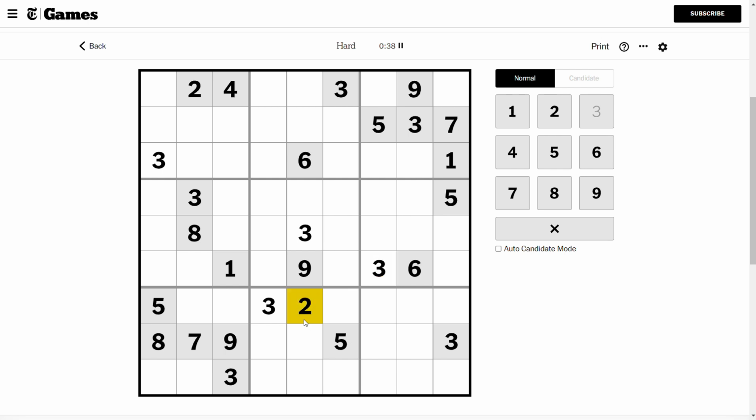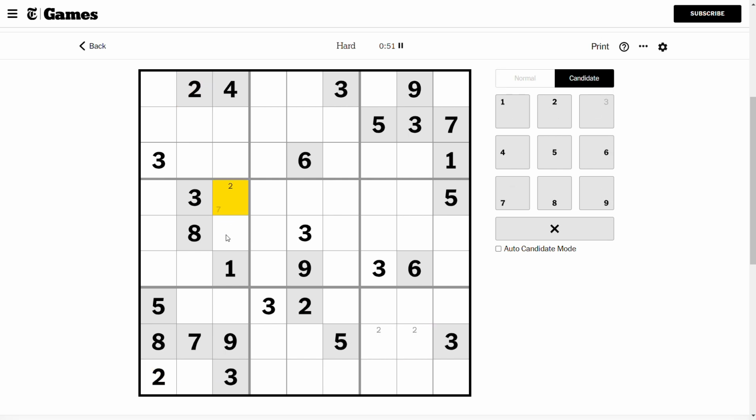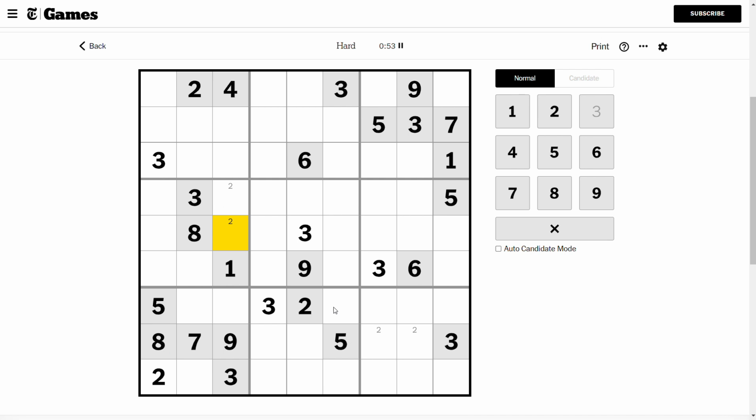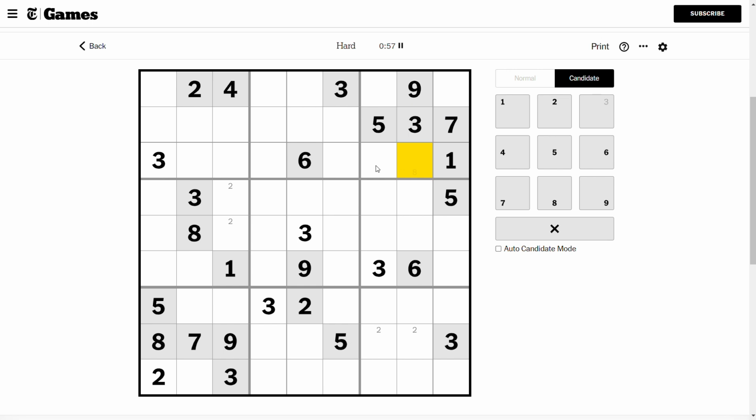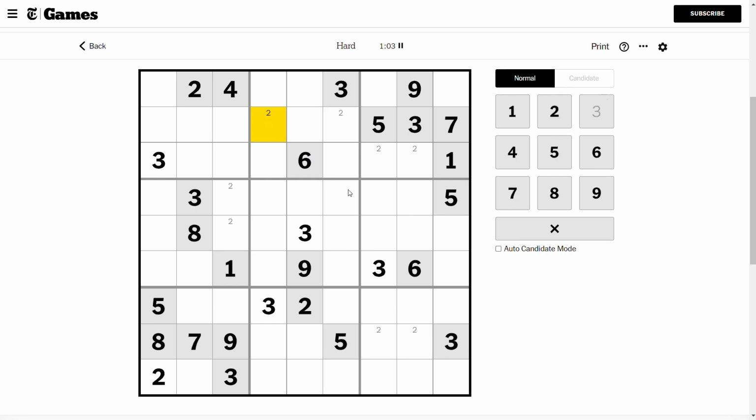I see that this 2 points left, with this 2 pointing down. So in block 7, the digit 2 is forced into this cell. And then these 2's point right. And then these 2's force the digit 2 into one of these two cells in block 4. This 2 points right. So in block 3, the digit 2 is forced into row 3, and then these 2's force the digit 2 into one of these two cells in block 2. Now I see another thing.